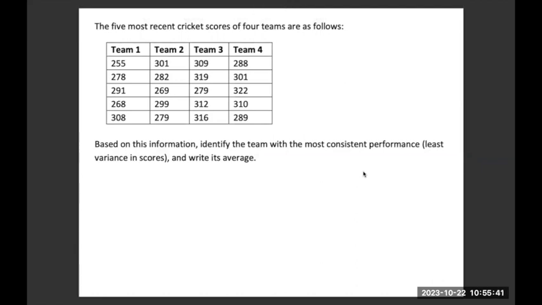This is a very easy question. What you're given is the scores of 4 different teams. You have to identify the team with the most consistent performance, that is, least variance in score, and write its average. You have to identify not only the team, but also the average of the team.